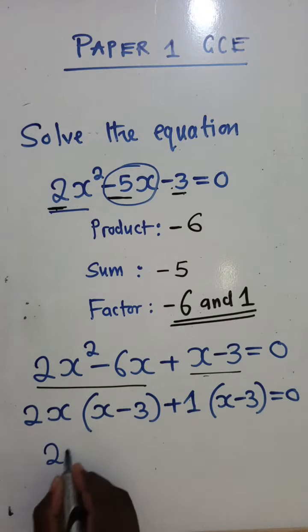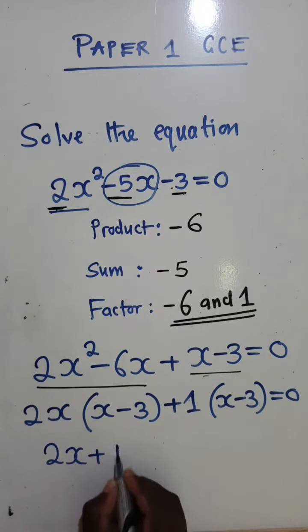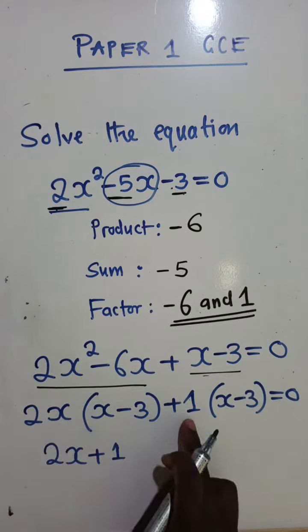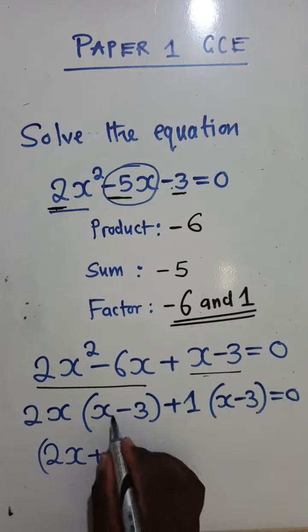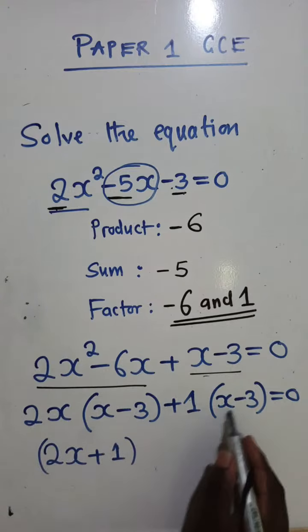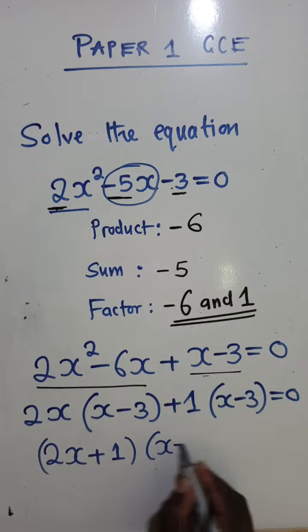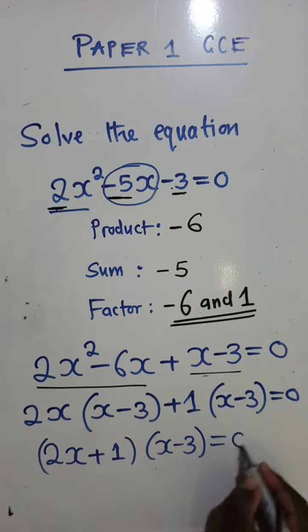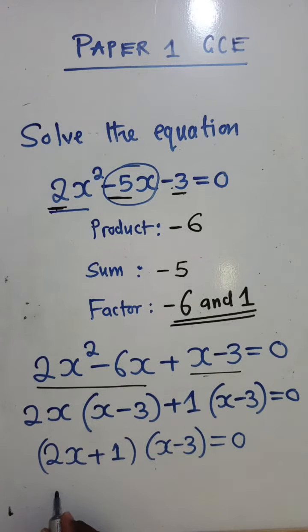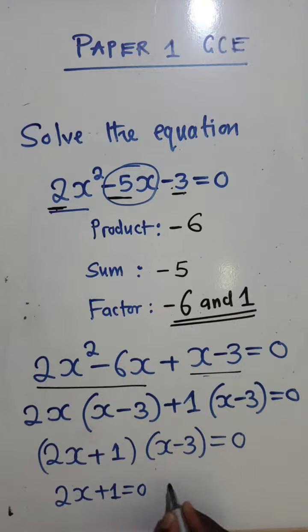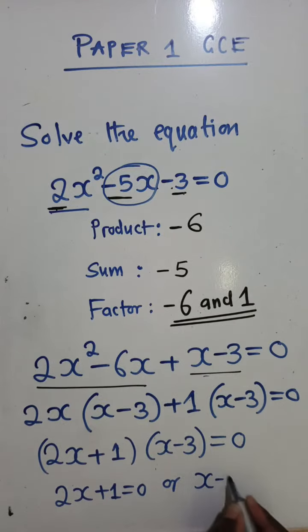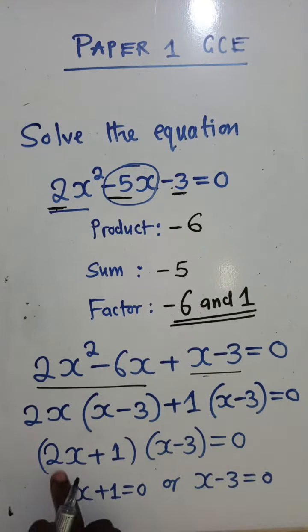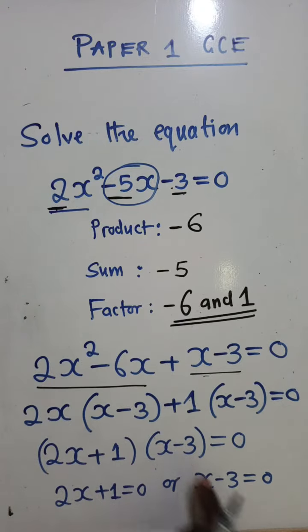So 2x plus a 1, this and this, you put them together. These, they are the same, just get one of them. That is x minus 3, which is equal to 0. So here we can say 2x plus 1 is equal to 0, or x minus 3 is equal to 0. So get this equal to 0, this equal to 0, and this is what we have.